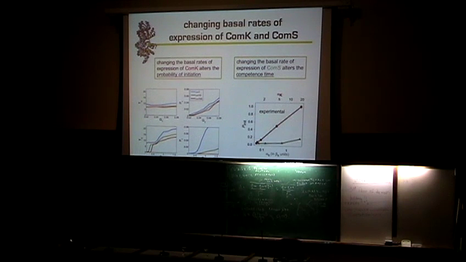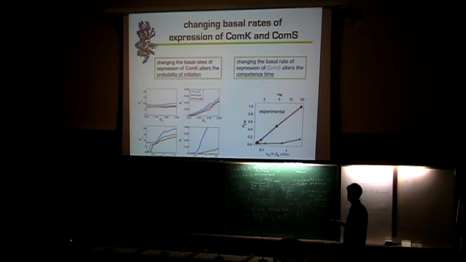Here there's already some comparison to stuff that people did in biology. This is the graph that people have, taken from one of the papers. This is an experimental graph that's measuring the probability of having a competence cycle as a function of the basal level of production of those two proteins.